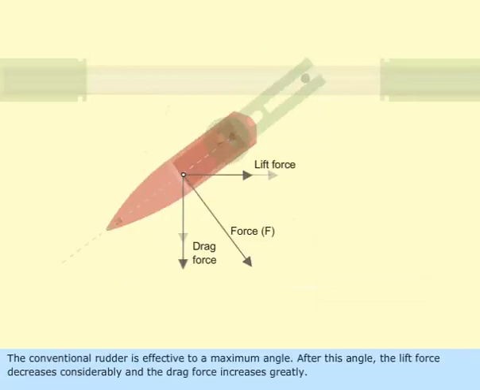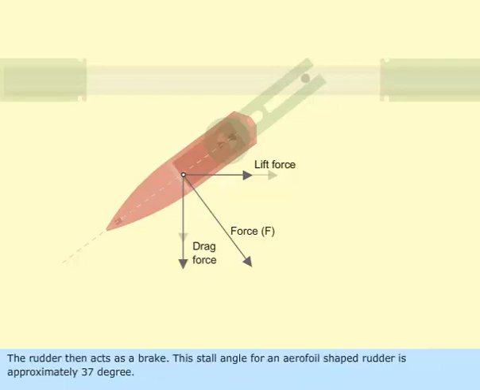The conventional rudder is effective to a maximum angle. After this angle, the lift force decreases considerably, and the drag force increases greatly. The rudder then acts as a brake. This stall angle for an aerofoil-shaped rudder is approximately 37 degrees.